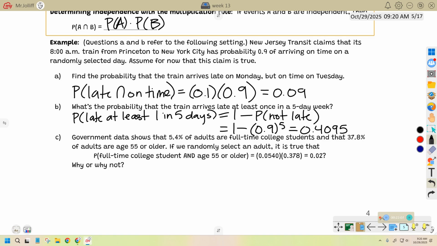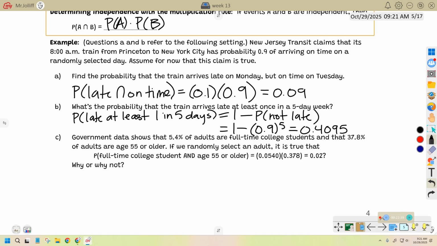So if on any random day there's a 90% chance that it's on time, then in a 5-day week, there's about a 41% chance it's going to be on time every day that week. No, I take that back. There's a 41% chance it's going to be on time every day, which means there's a 59% chance it'll be late at least once. My poor brain is fried today.